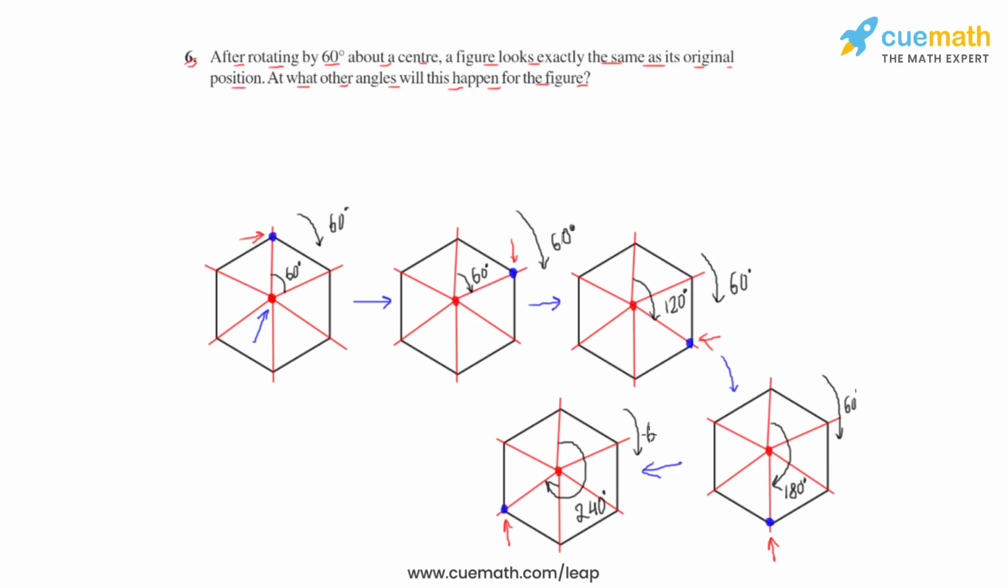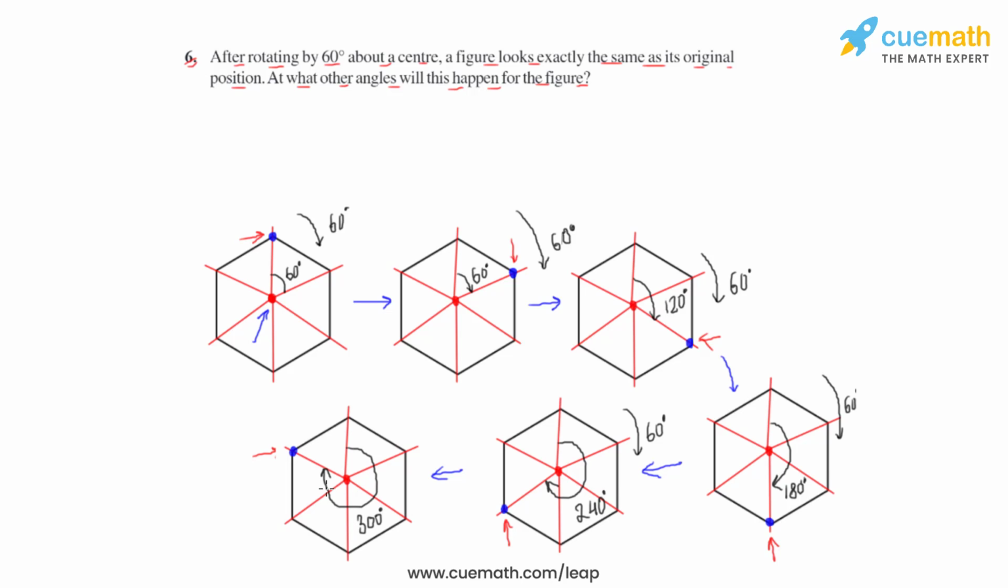If we again rotate this figure in the same clockwise direction by 60 degrees from its last position, we'll get to this figure which will again give us a new position of the blue dot, which is this one, and it will also give us a total rotation of 300 degrees from the initial figure.